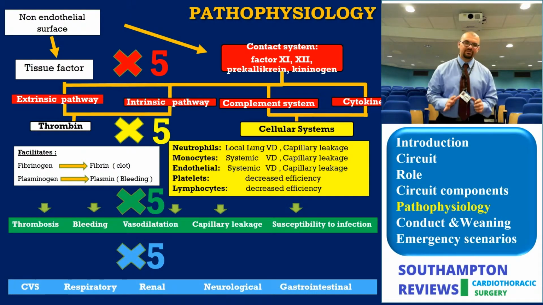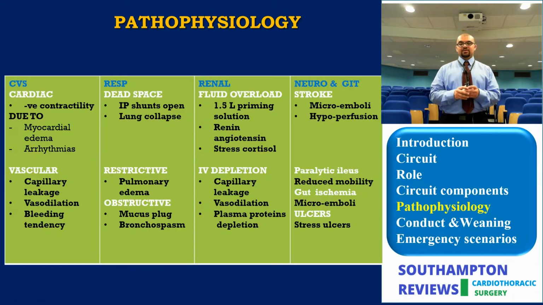However, those are the 5 cardinal effects which are elicited later on 5 cardinal systems, that is the cardiovascular, the respiratory, renal, neurological, and GIT system. Just in brief, again, outline of the effects. For instance, cardiac-wise, we are talking about negative contractility. Why is that? Because of myocardial edema after cardiac surgery, after bypass, and also arrhythmias are more prominent. We'll discuss that in more details when we discuss the post-operative course and ICU.